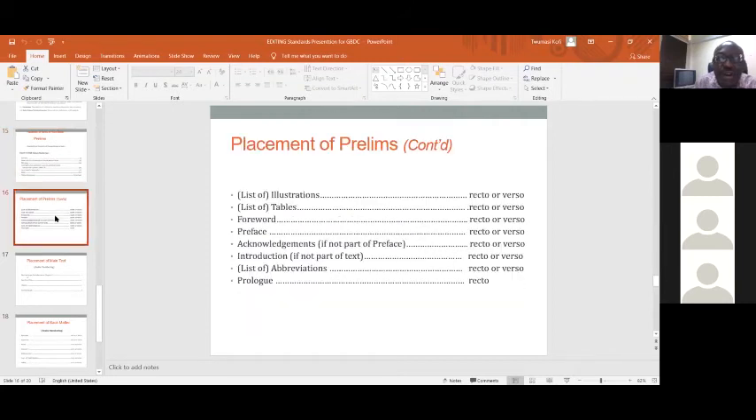Now, the list of illustrations, you are not tied down to these strict rules. It can start on a recto or a verso page. The list of tables can start on a recto or a verso. If you have a foreword, you can do it on a recto or verso. But it's actually neat if you have these main elements on the recto page, so you have a sea of space separating the elements. Some books have a prologue. Prologue should always start on a recto page.